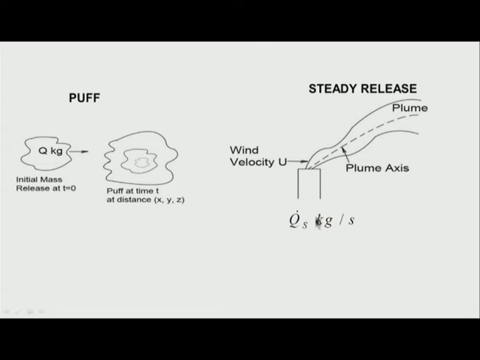Therefore, when I talk of steady release, namely Qs kg per second, I am looking at this particular plume, and this particular plume is carried by the particular wind velocity. Just like I had an equation for a puff, I would like to have an equation for the steady release which takes place due to a consistent leak. It is not just once I release a mass and keep quiet, but a leak continues for quite some time.